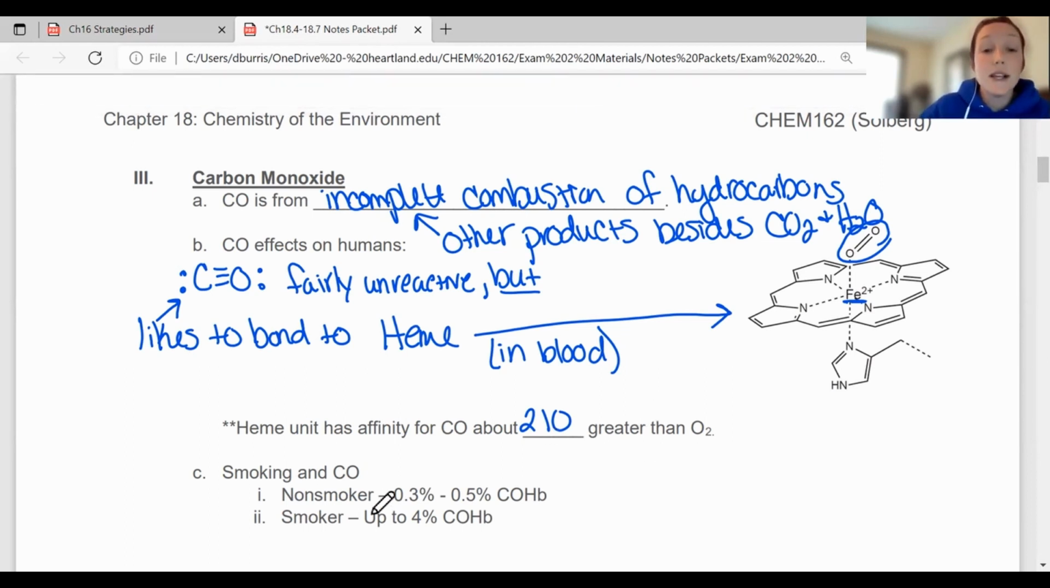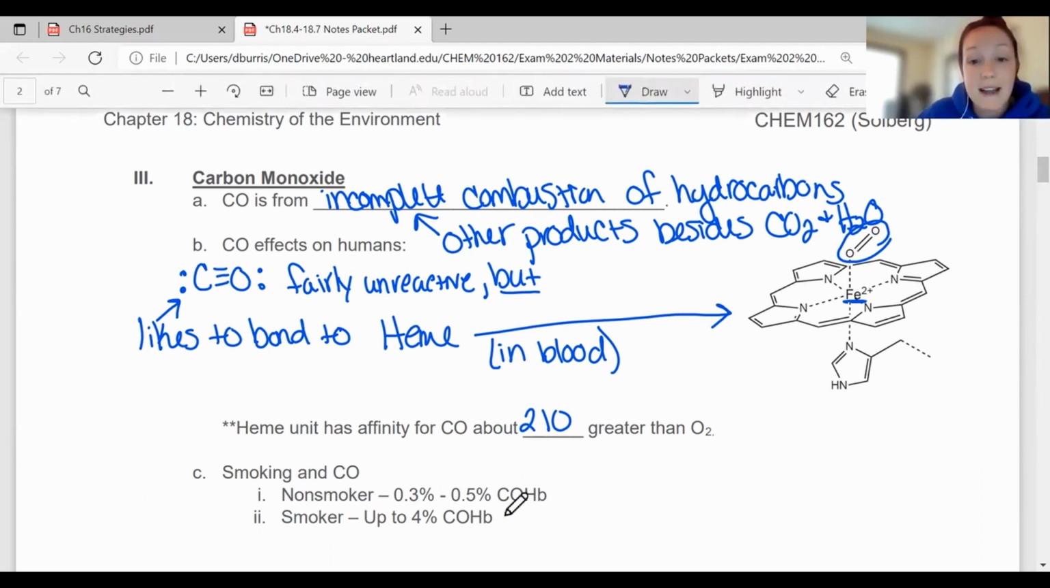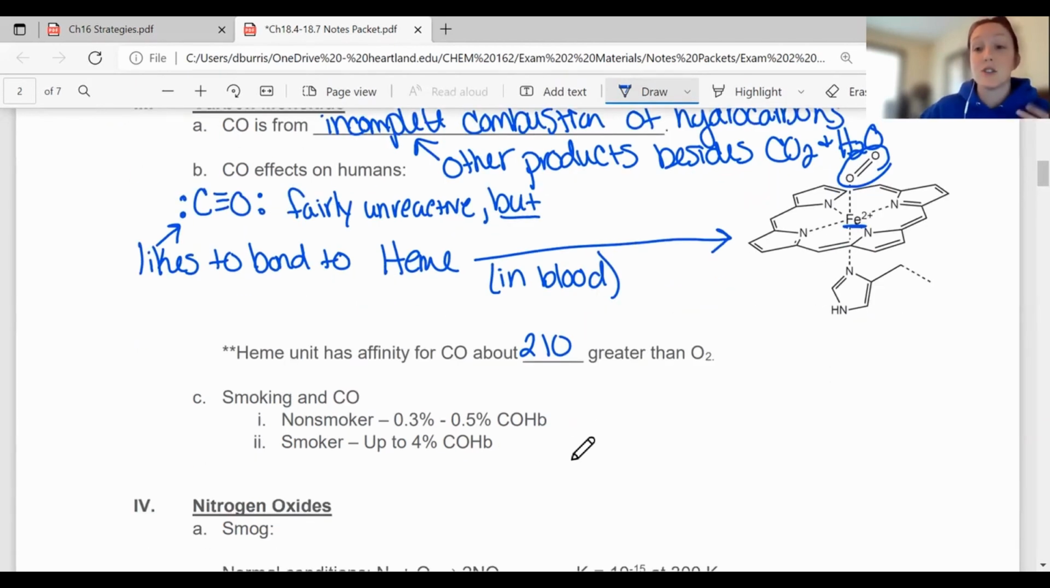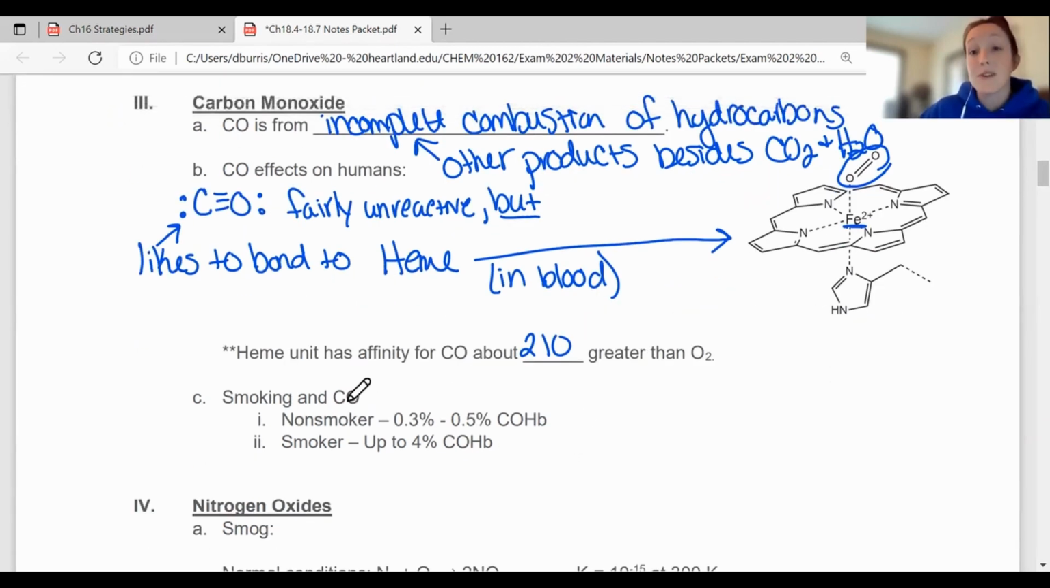Okay. Now, if you are a smoker, which I highly do not recommend ever, smoking and carbon monoxide is part of the reason that smokers can't breathe as well. You might be coughing a lot. Your body doesn't circulate oxygen as well. And part of that reason is because what's going on is incomplete combustion and you're making carbon monoxide.